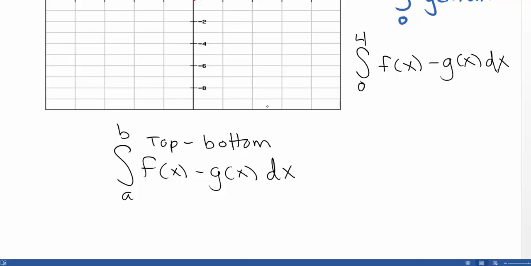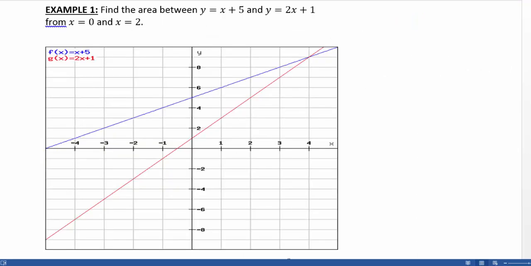So let's see how this works. Example 1. Find the area between y equals x plus 5 and y equals 2x plus 1 from x equals 0 and x equals 2. So the bounds are important so that we know where we're looking. So that means I can shade in on my picture here the area that I'm trying to find. So it's this area here between these two curves.